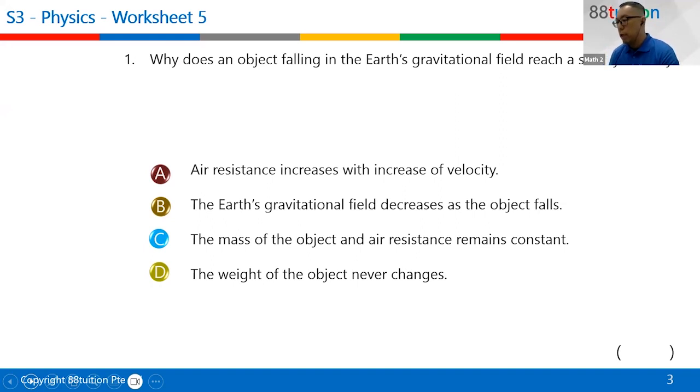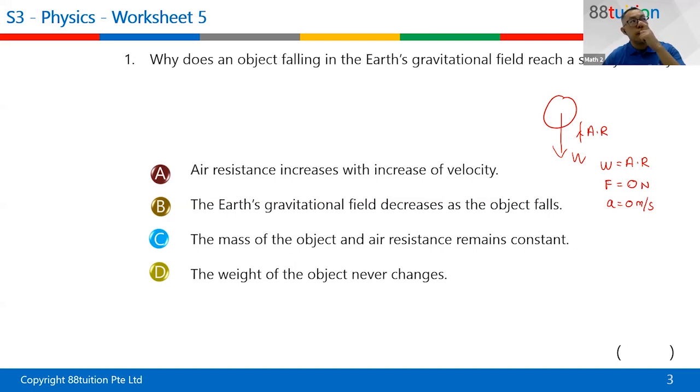Why does an object falling in Earth's gravitational field reach a steady velocity? This occurs when your weight and your air resistance are the same. When that happens, your resultant force will be 0. Your acceleration will be 0. We will learn more about this in the dynamics chapter when they talk about terminal velocity, conditions for terminal velocity, and what leads to terminal velocity. All right, so for this question, just remember it happens when your weight and air resistance are the same.